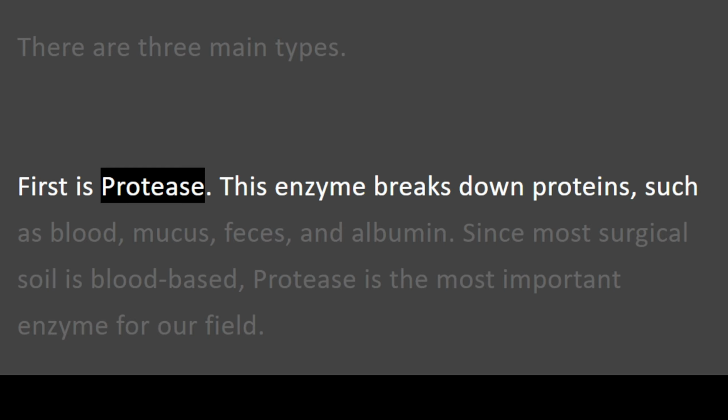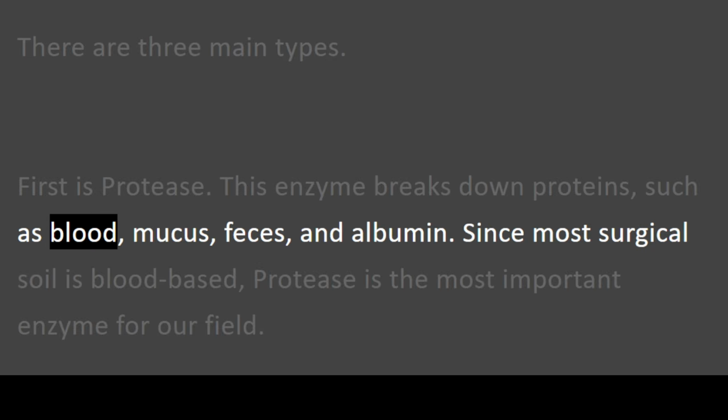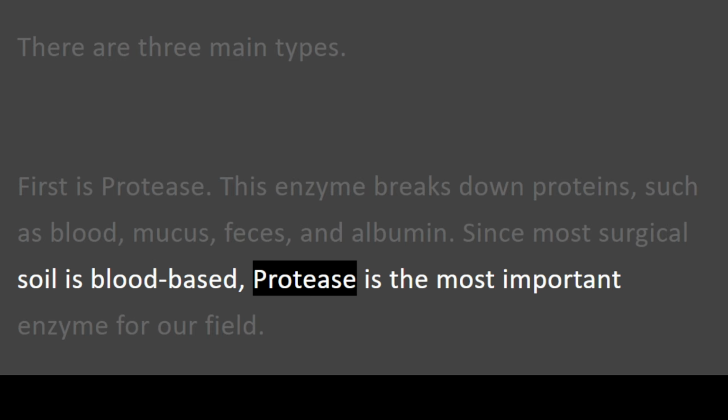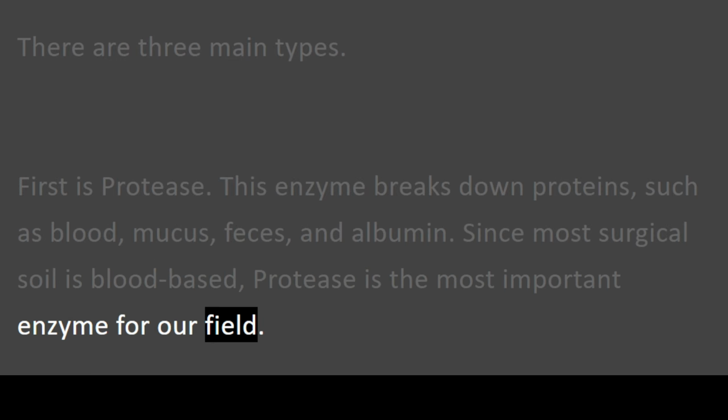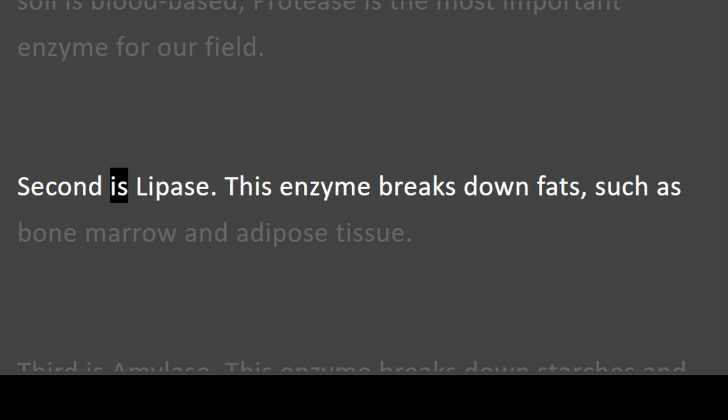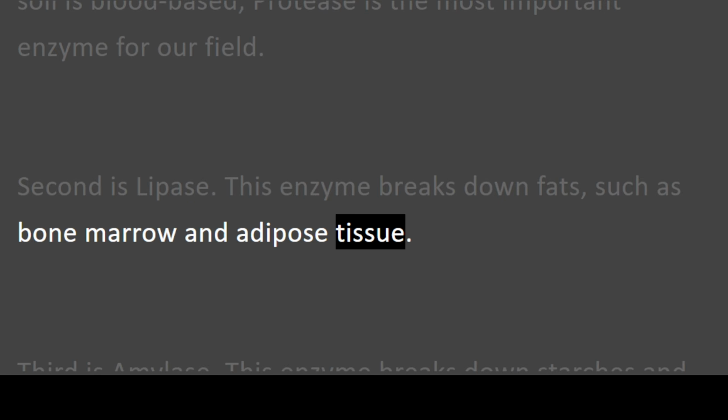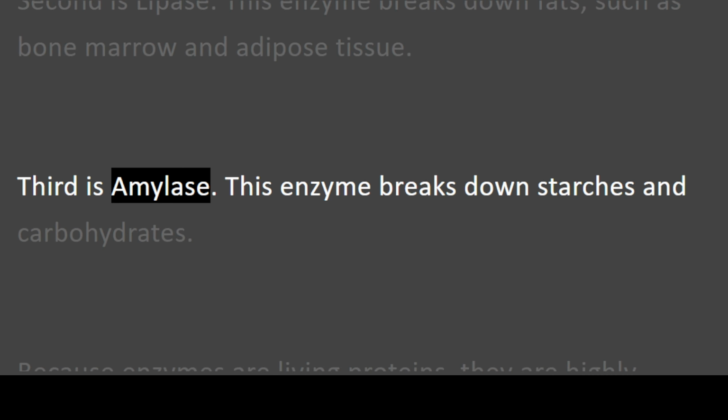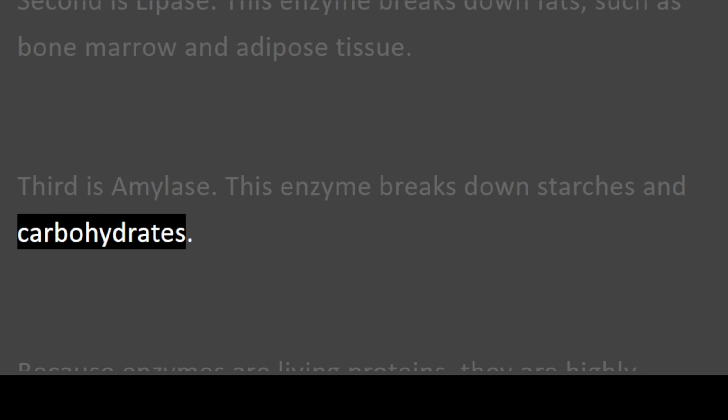First is protease. This enzyme breaks down proteins, such as blood, mucus, feces, and albumin. Since most surgical soil is blood-based, protease is the most important enzyme for our field. Second is lipase. This enzyme breaks down fats, such as bone marrow and adipose tissue. Third is amylase. This enzyme breaks down starches and carbohydrates.